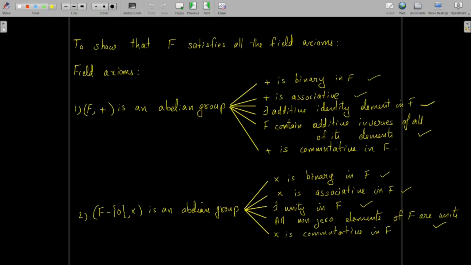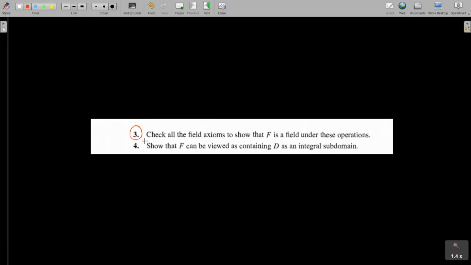So we showed that F contains additive inverses of all of its elements, and all non-zero elements of F are units. And the last ones, addition is commutative in F and multiplication is commutative in F, are easy results. I think I can leave it for you to work out. Thus, F together with the addition and multiplication we defined here satisfies all the field axioms. So we can conclude that F is a field. Thus, the third step of our theorem is also complete.